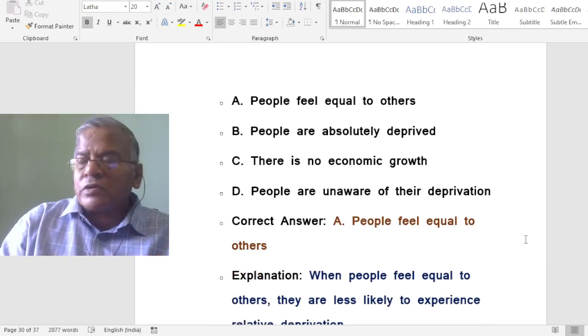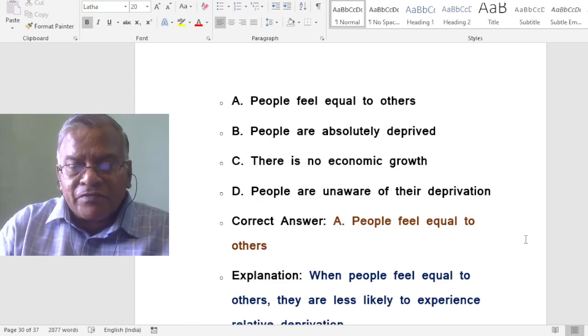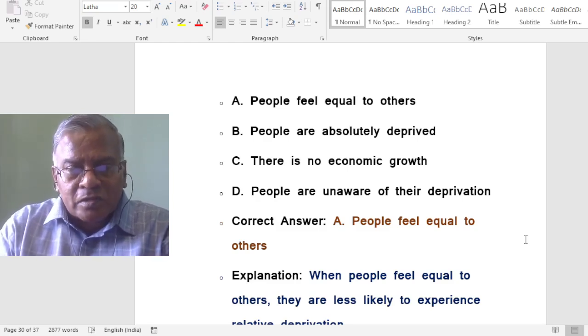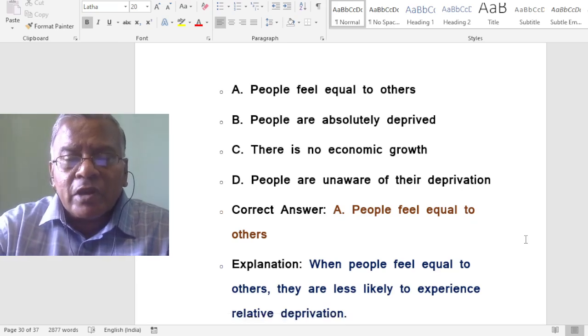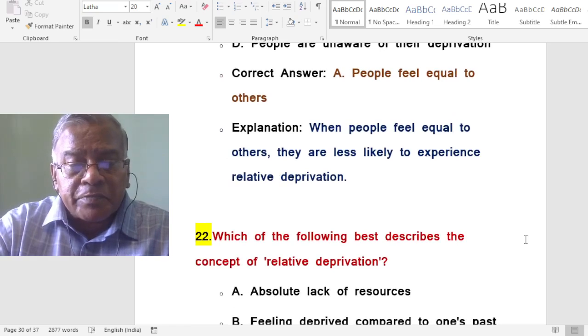When they feel equal to others, no protest, no ill feeling. Only when they feel unequal, then there is a protest. That is the idea here. When people feel equal to others, they are less likely to experience relative deprivation.